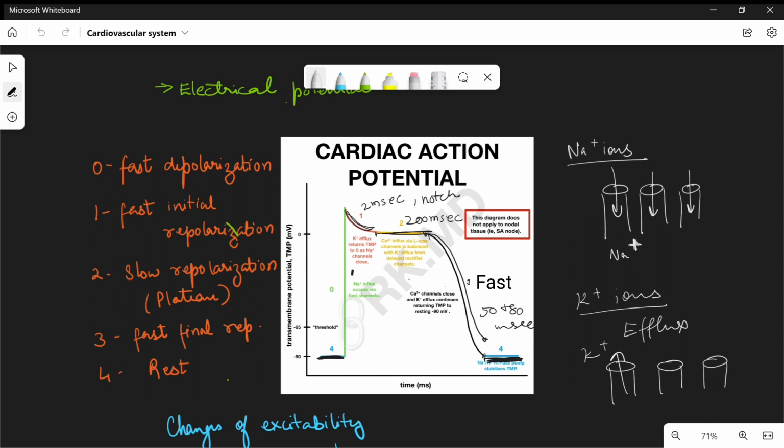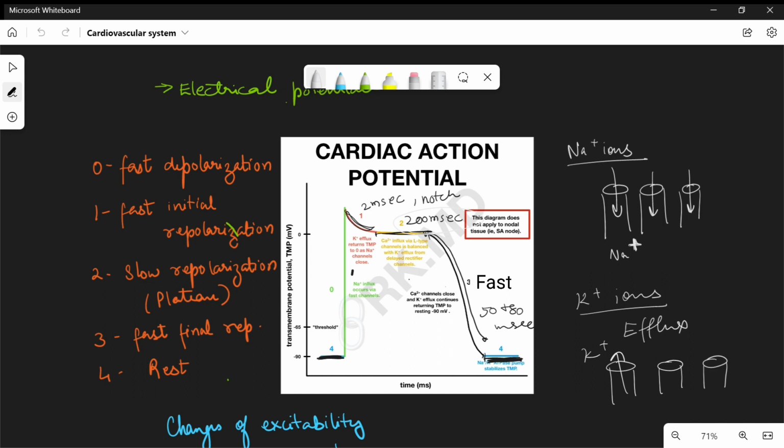So already the slow sodium channels are open, through which slow influx of sodium ions continues. Because of the entry of this calcium and sodium ions into the muscle fiber, positivity is maintained inside the muscle fiber, producing a prolonged depolarization. That's why the time of depolarization is 200 milliseconds.